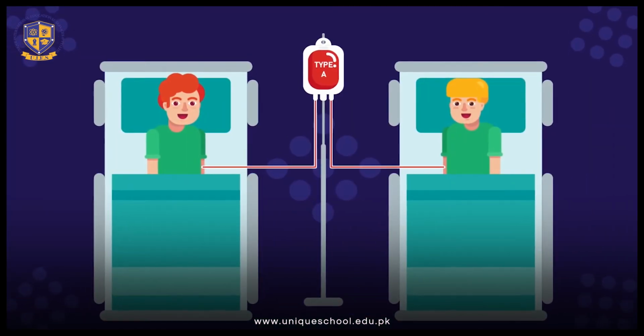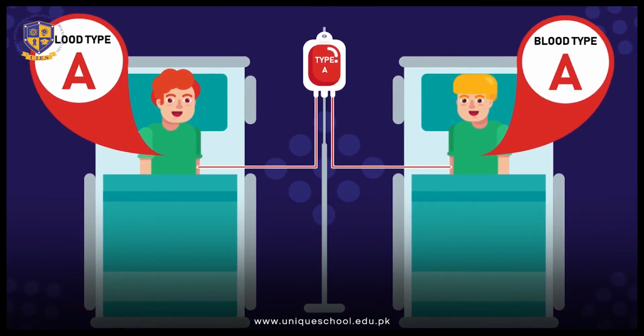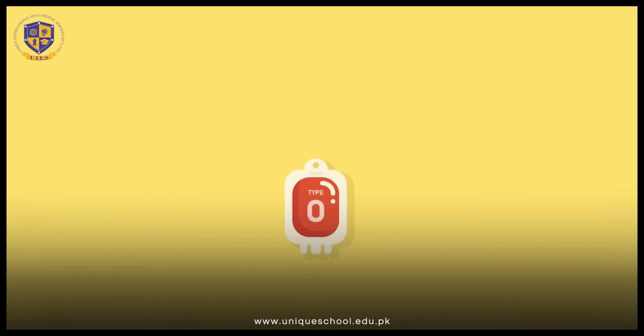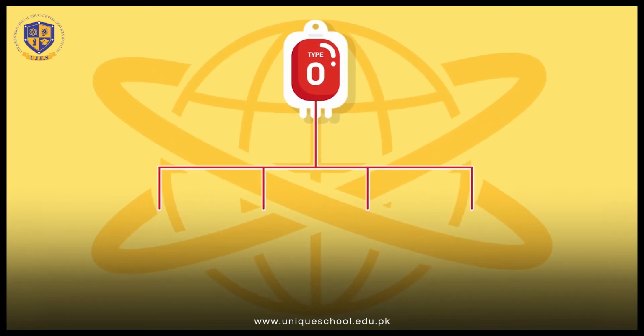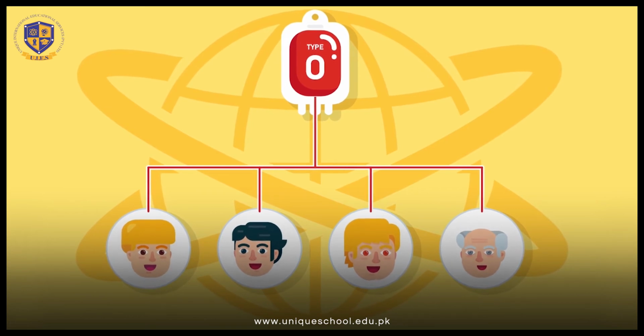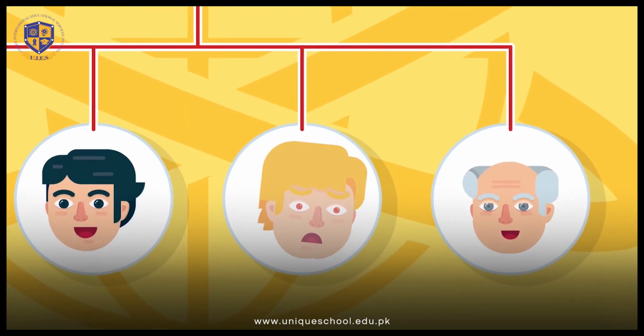Therefore, it is important that blood types can be matched before blood transfusions take place. In an emergency, type O blood can be given because it is most likely to be accepted by all blood types. However, there is still a risk involved.